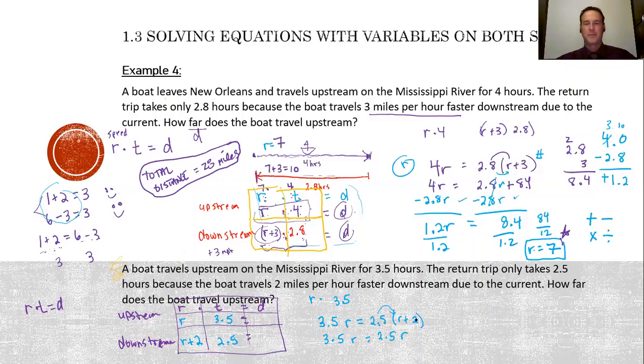And 2.5 times 2, you can use a calculator, but think about this. 2.5 is like 250. You have $2.50 and you double it. What do you get? Yeah, $5. So plus 5.